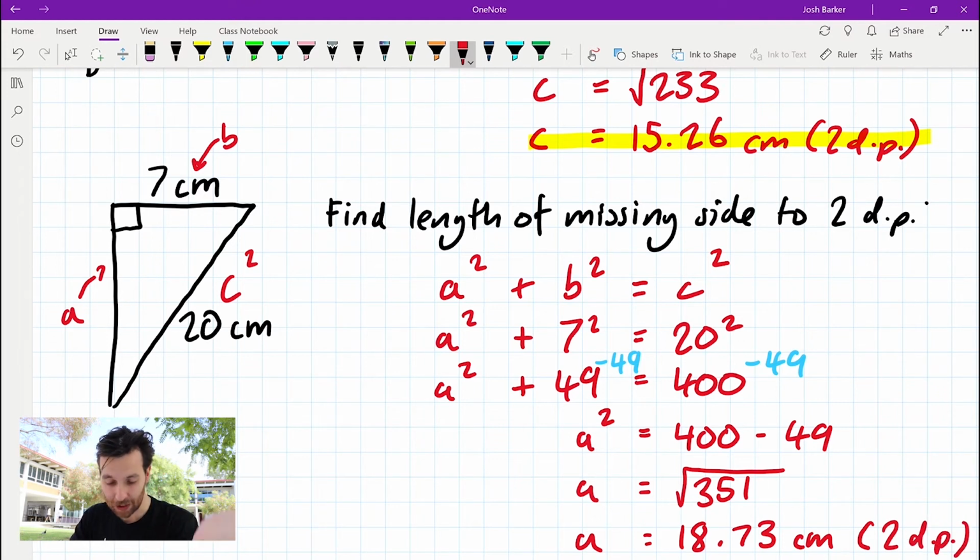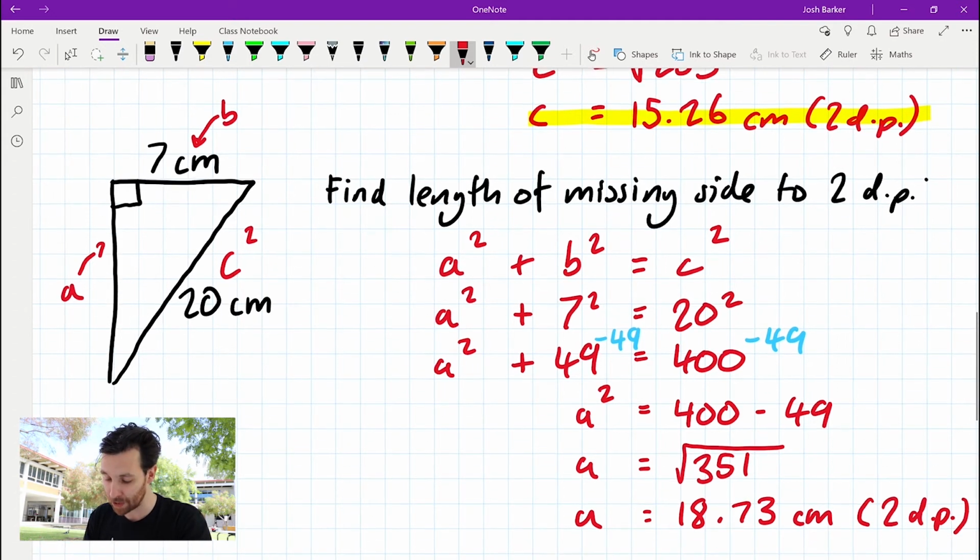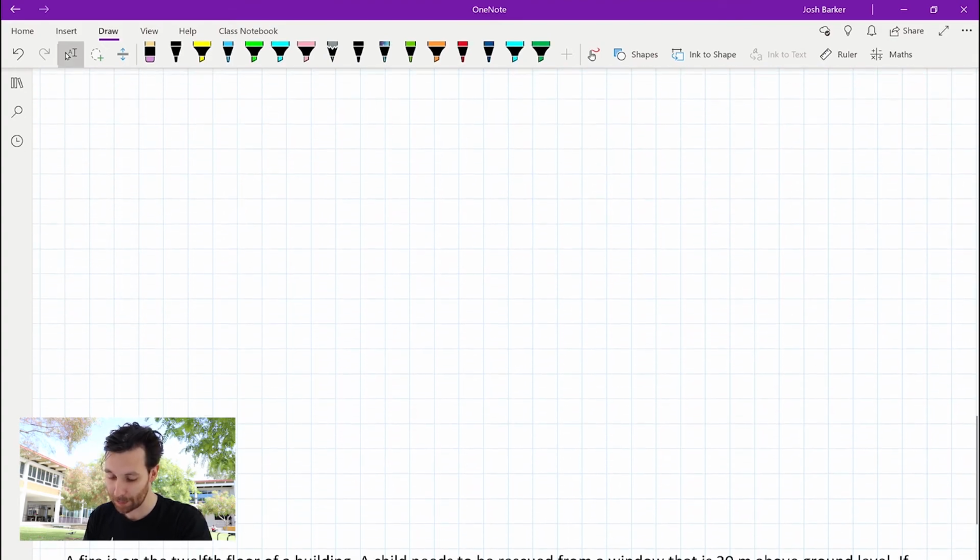And again, check that your answer makes sense. It should be less than 20, which it is. It's not like way less. It's not like it's 0.8 of a centimeter or something like crazy like that. That would still be possible. It just means that your triangle was really, super shallow or super steep.